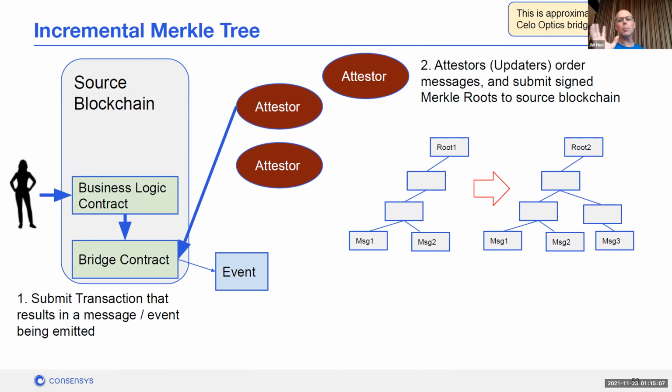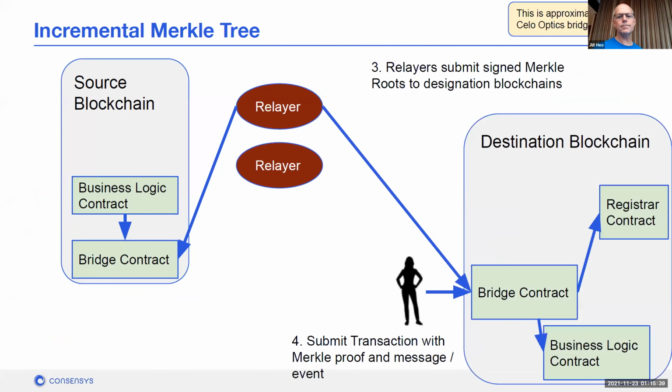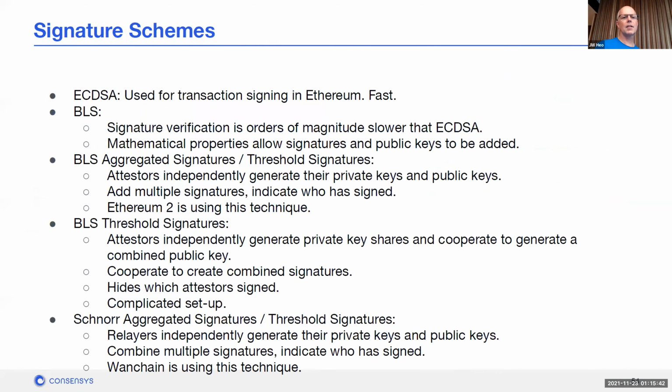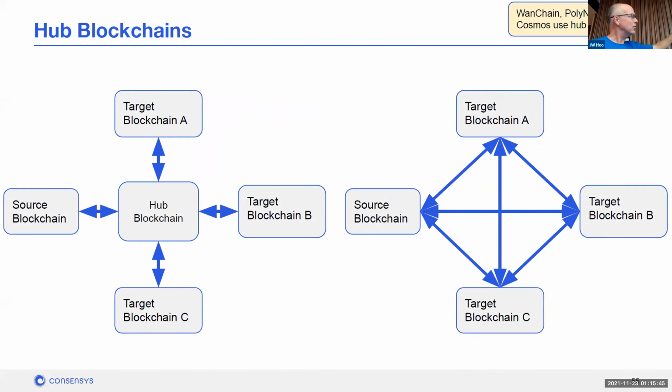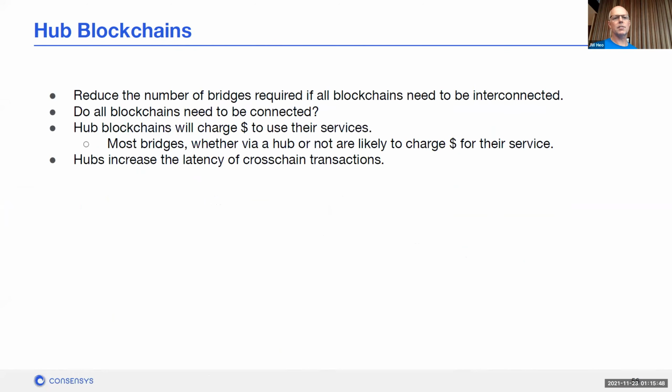Or you could have an even more complicated system like the Celo system, which is aiming for scalability, where you have what's called an incremental Merkle tree. And with an incremental Merkle tree, you can see that message 1 and 2 can be proven by root 1, but then message 1, 2, and 3 can be proven by root 2. And so what it allows you to do is just transfer some of those roots to the destination. So it increases the latency, the time between when you can do something on source and destination, but it reduces the cost. So some of these schemes also go via hub blockchains as well, which let's not worry about that.